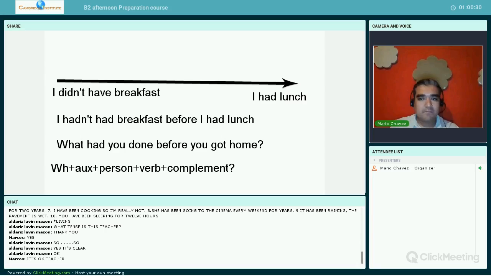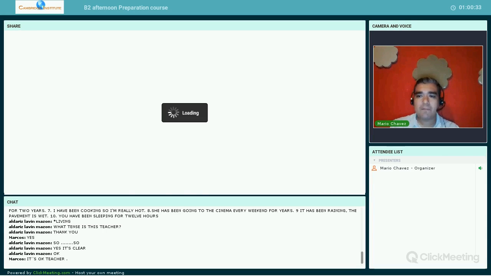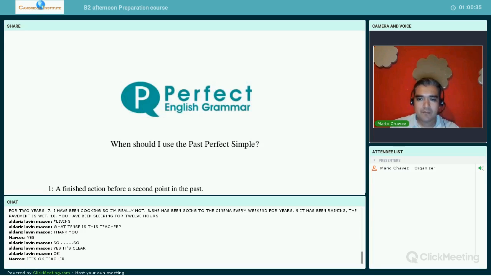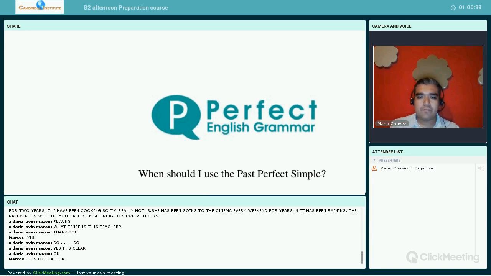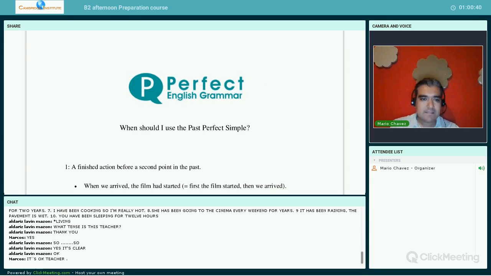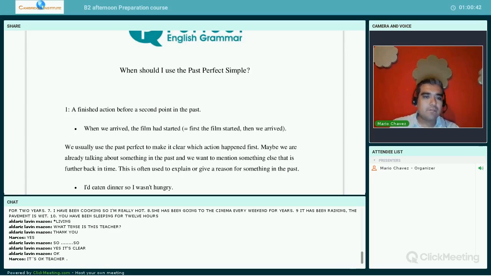Great. Let's check this use. Here we have a little bit more about the use of past perfect. It says, we use past perfect for a finished action before a second point in the past. As I said, a finished action before another action in the past. Example, when we arrived, the film had started. First, the film started. Then we arrived. So when we arrived, the film had started already.